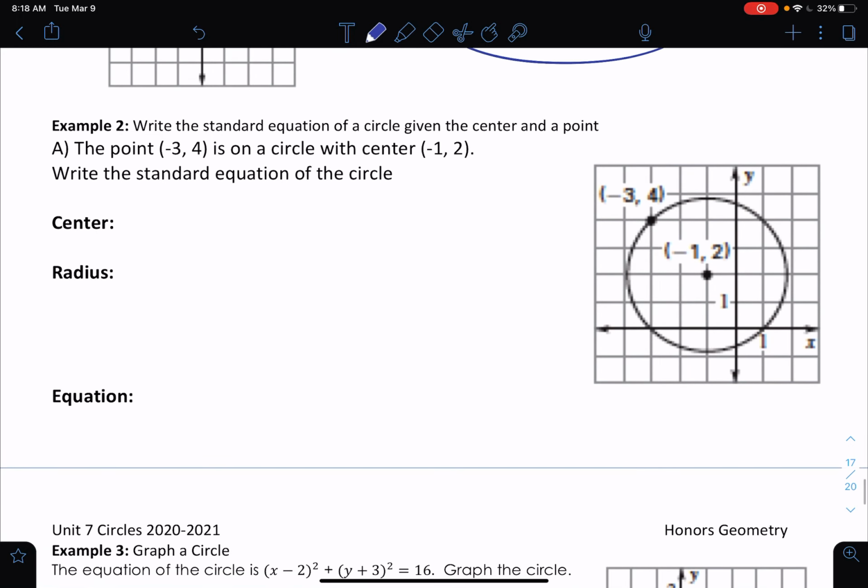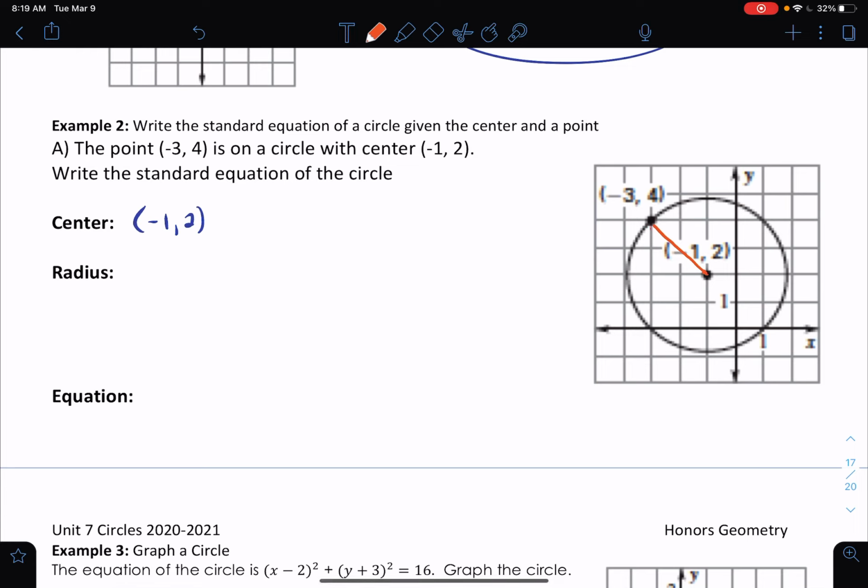Let's write the standard equation of a circle given the center and a point. So the point (-3, 4) is on the circle, and the center is (-1, 2). So we know the center here, but we got to do a little bit of work to find the radius. So remember, the radius is any segment from the center to the edge of the circle. Okay, so I need to find the distance between these two.